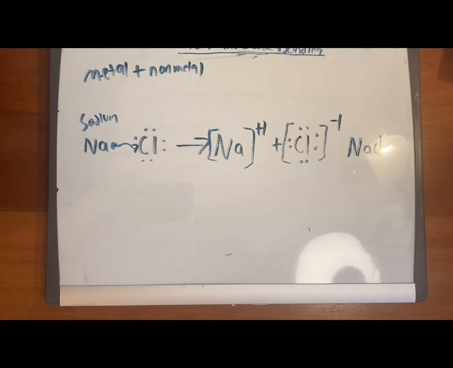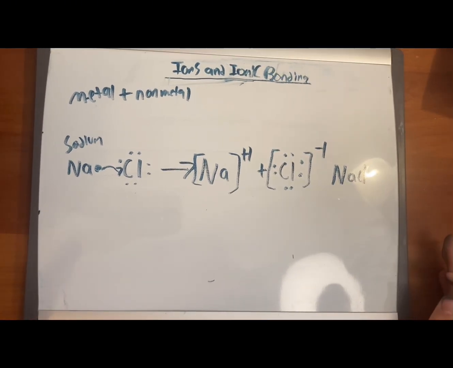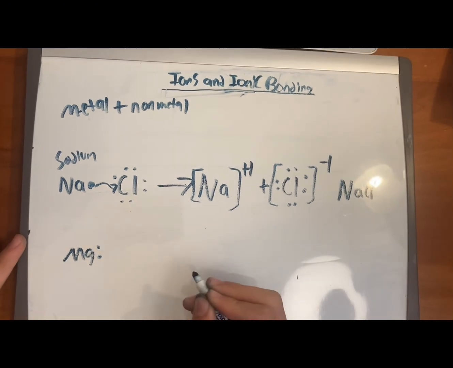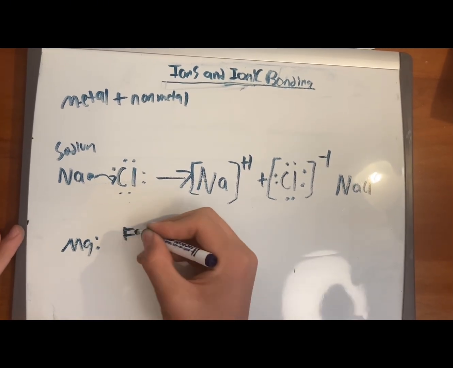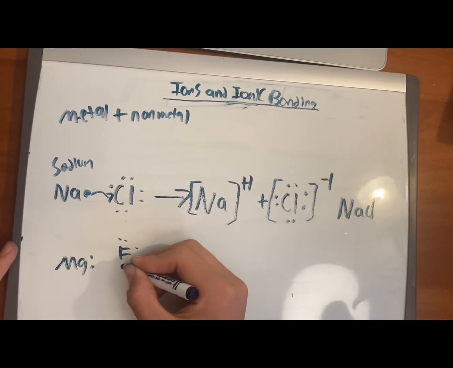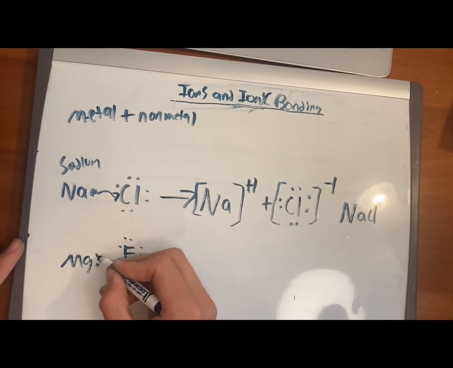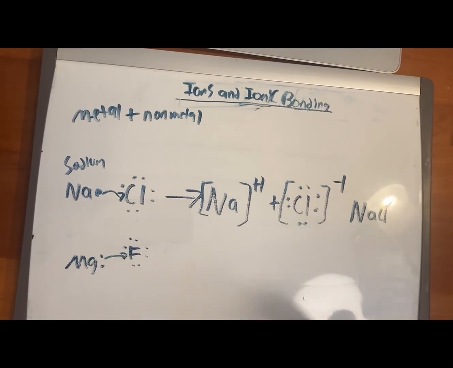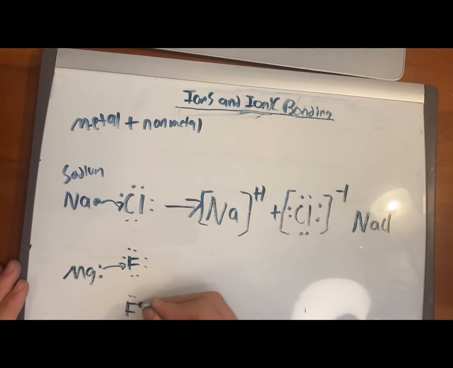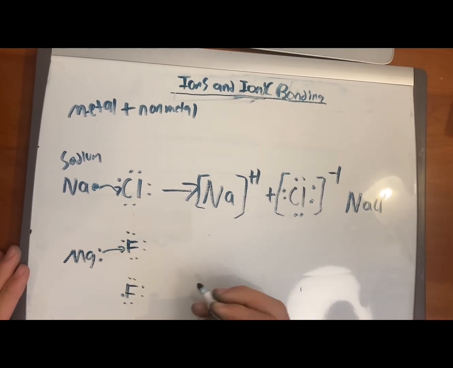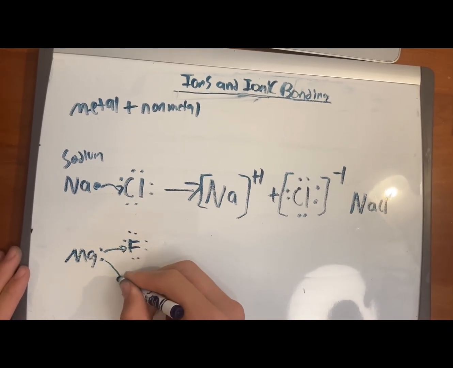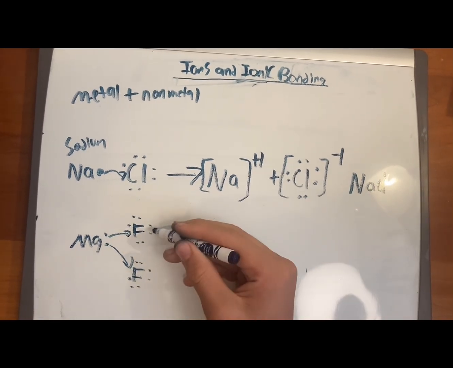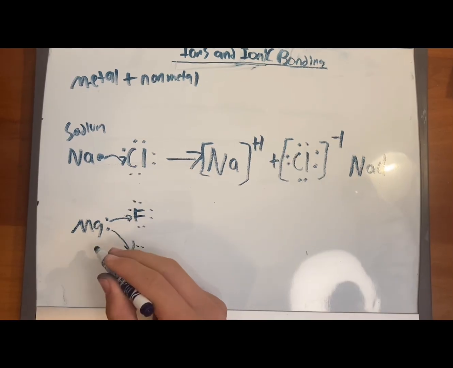Now we're going to look at some examples together. So we can start off with magnesium and fluorine. So magnesium has 2 valence electrons, where fluorine has 7. Because we can't get the smooth switch like we did with sodium and chlorine, we'll need 2 fluorine atoms. These 2 fluorine atoms will be able to take both of magnesium's valence electrons, which will be able to satisfy both the fluorines and the magnesium.